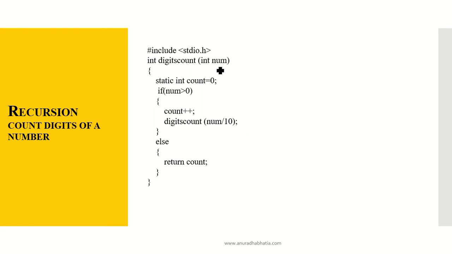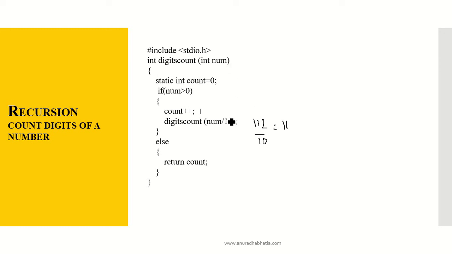So this number is 112. If num is greater than 0, so my num is 112, count is initialized to 0. If the number is greater, count is incremented by 1, so my count becomes 1. Then I'm again calling this particular function. You will see I'm saying num divided by 10. So this will give me the quotient. When I divide 112 by 10, my quotient is 11, right?